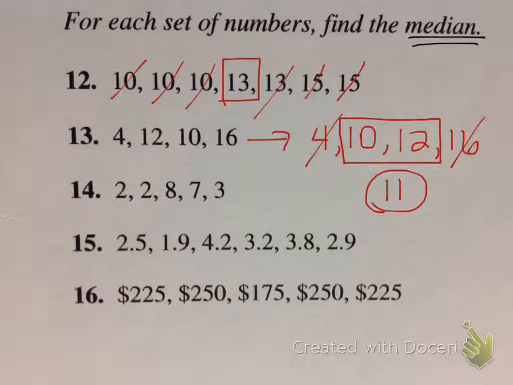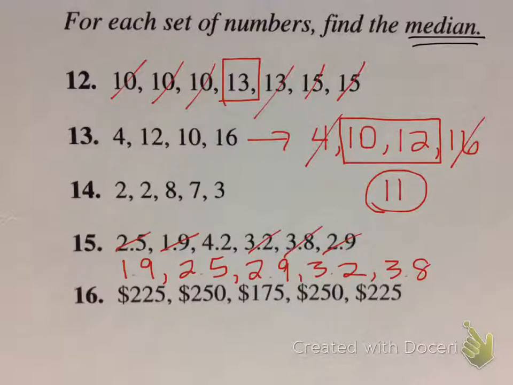So let's do one more. Let's do number 15. The first thing I'm going to have to do is put them in order. It looks like my smallest one is 1.9. I like to cross them off after I write them, that way I know I've dealt with them. Looks like my next one's going to be 2.5, and then 2.9, and then 3.2, and then 3.8, and finally 4.2.